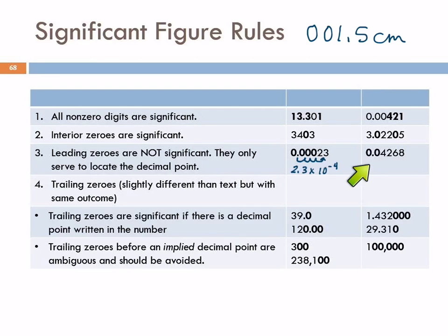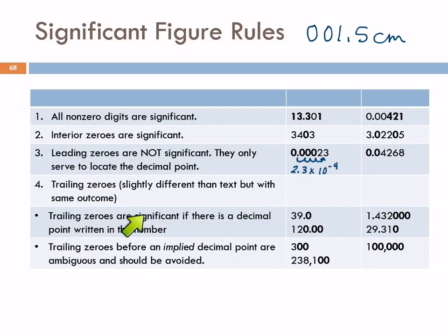Here's another number with some leading zeros. Then we have trailing zeros. Those are the ones that come at the end. The rules I'm giving you here are slightly different than the way your book explains it. It gives the same result. This makes more sense to me. If you like the book rules, go ahead and use them.